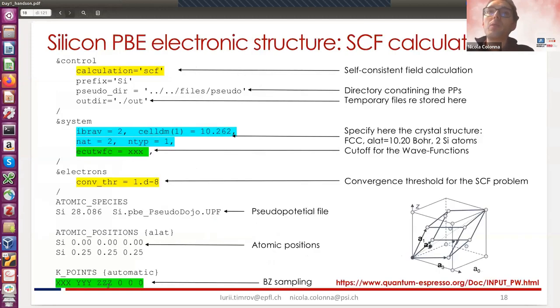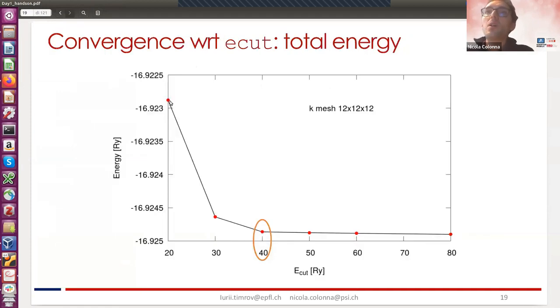So here you put 12, 12, 12, and then you change this value here, and you do several calculations. Here I did it for 20 Rydberg, 30 Rydberg, 40, 50, 60, and 80. And you see that here I plot the total energy of the system, and at a certain point you reach convergence, and you can safely choose 40 Rydberg as a converged value.